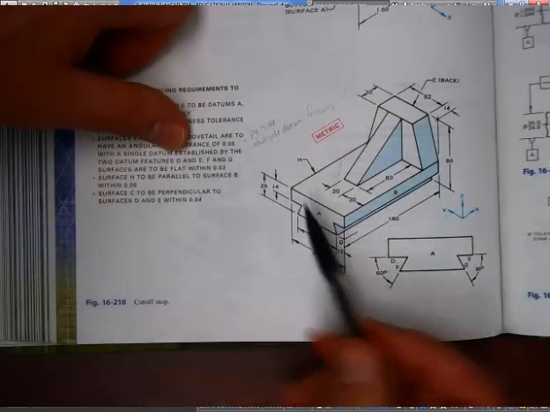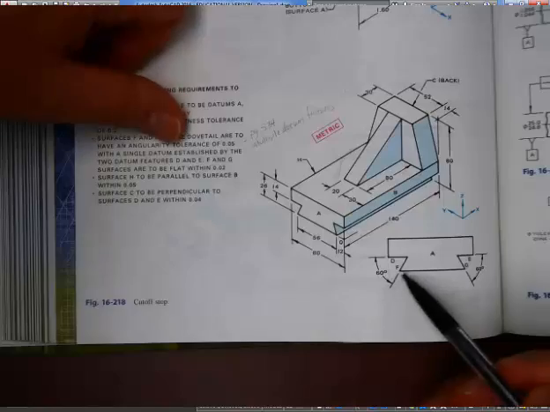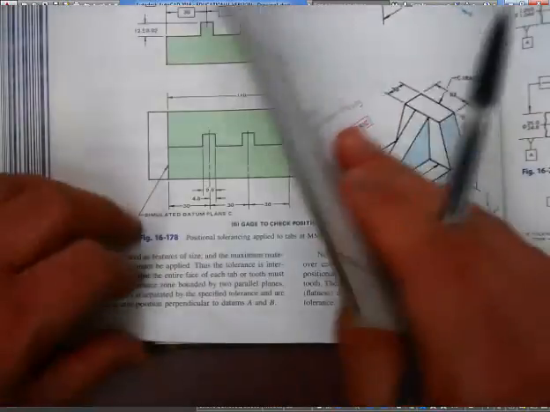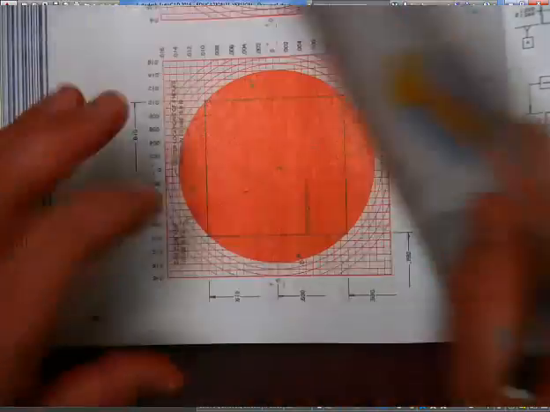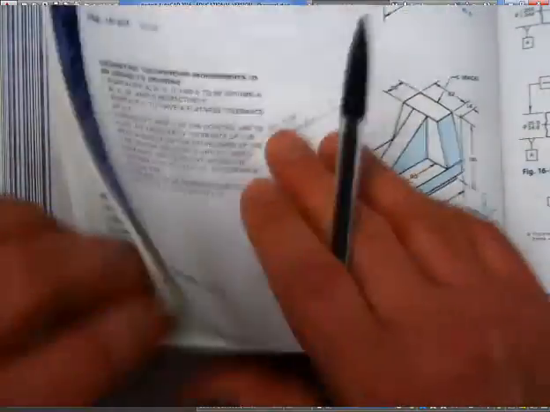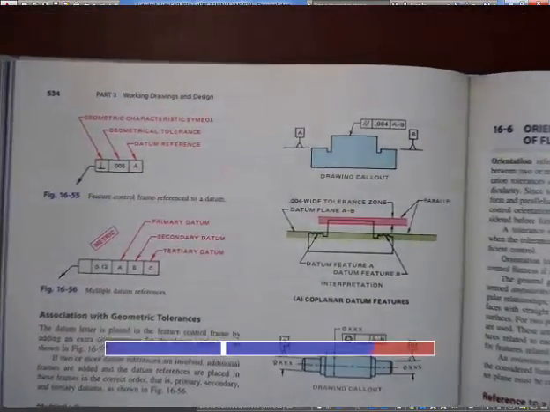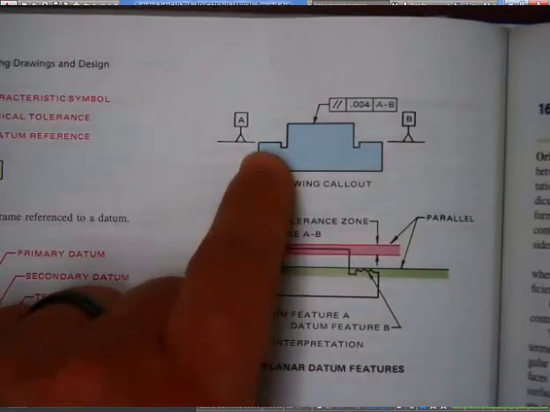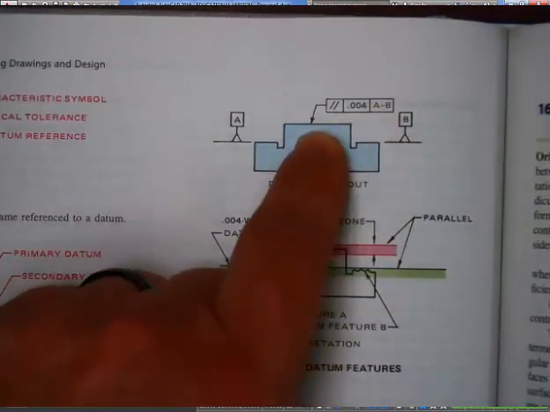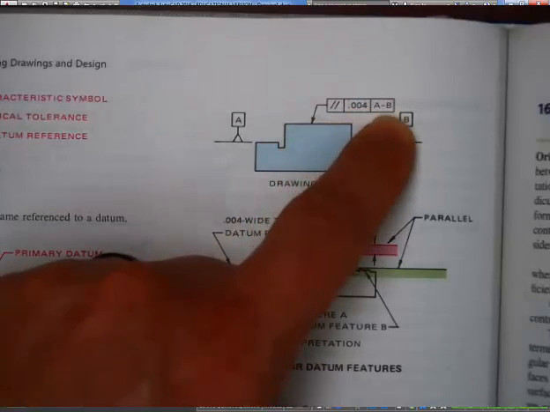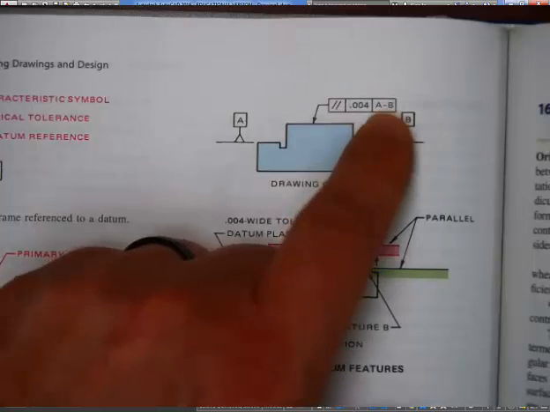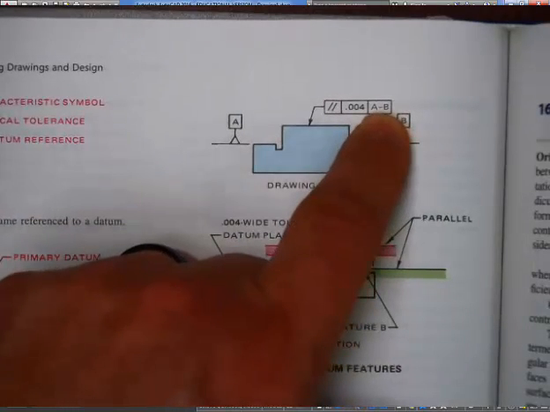But then in the control frame, when you're controlling the angularity, back on page 534 is where it shows how to call out multiple features creating one datum. So here's datum A, datum B. This is parallel within 0.004 of a plane created by datum A and B. So in the first datum box, you're going to put A-B.